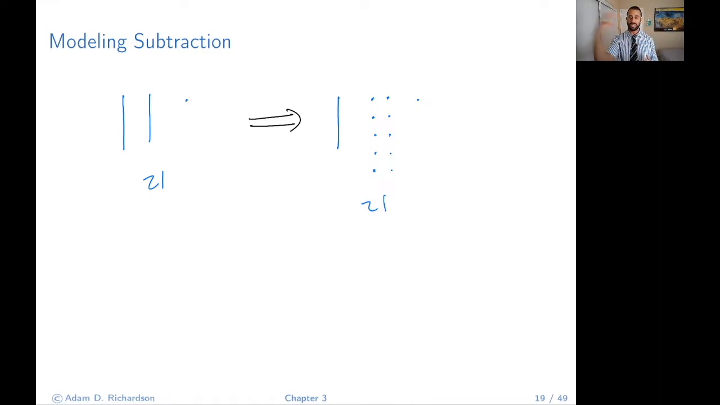Now I can reach in and take away the 8 that I needed. All right, where are those 8? How about this right here? Taking away 8. And then lastly, I'm going to put one more picture at the end here showing the result. What's left? We've got 1 long and then 3 ones. This is the quantity 13.